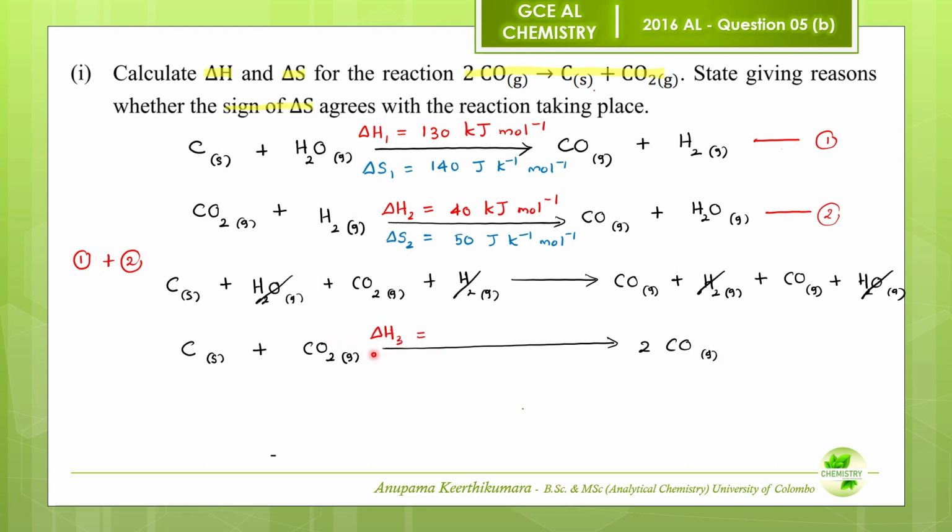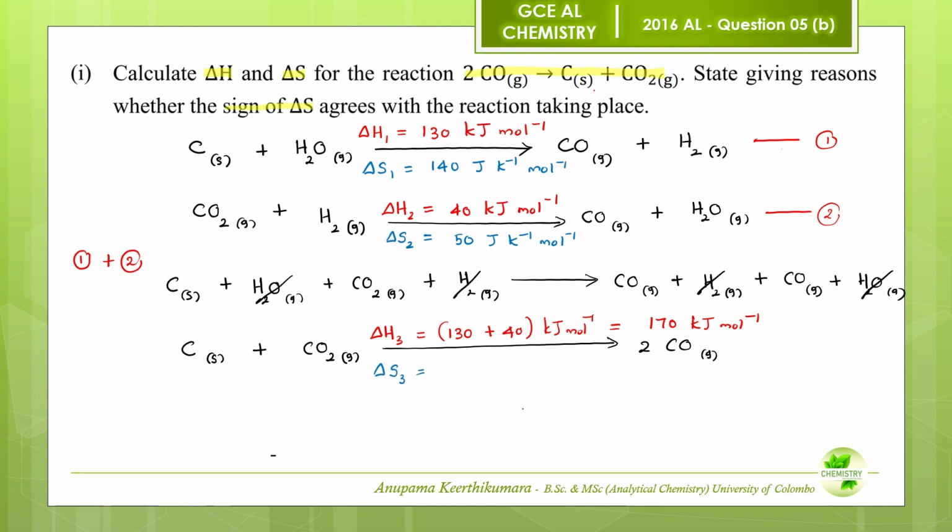Now we will move to the enthalpy change of this equation. When you add these two equations, the enthalpy change delta H3 is equals to delta H1 plus delta H2. Therefore, we can write delta H3 equals 130 plus 40 kilojoules per mole. Therefore, enthalpy change of this reaction is 170 kilojoules per mole.